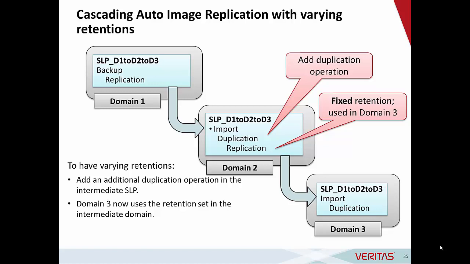So what I've done is I've used AIR to replicate data from domain 1 to domain 2, and then in domain 2 I've done a standard duplication. Now once I duplicate that data, domain 2 is now the owner of that copy, and it will dictate the retention when the data is replicated to domain 3.